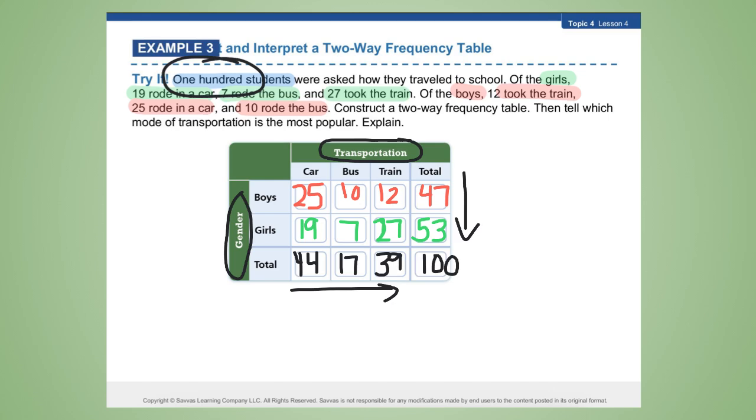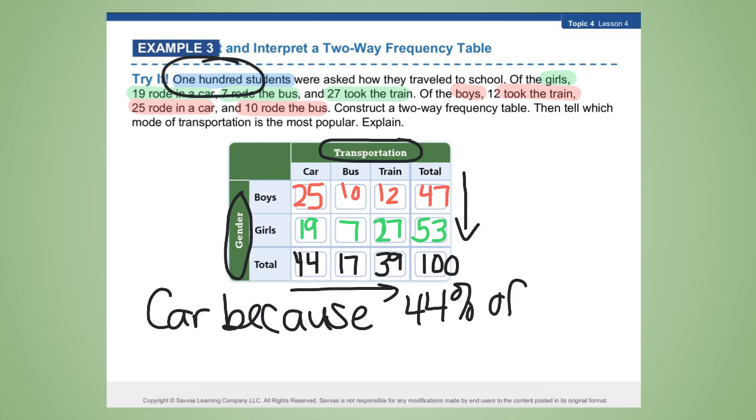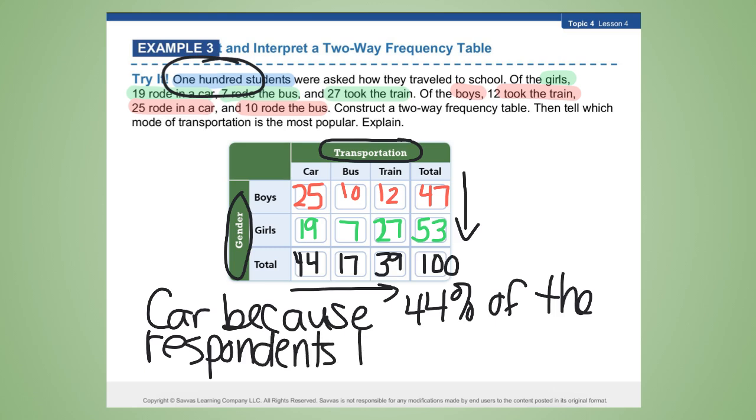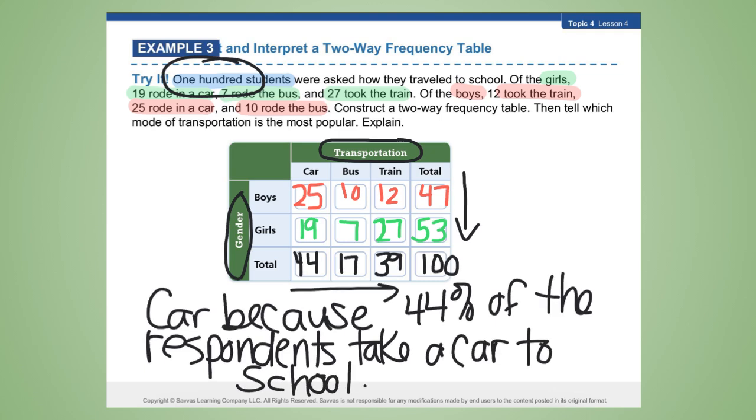All right, so our question was, which mode of transportation was most popular? Was it car, bus, or train? And it is the car because, now if I want to get super technical, 44% of the respondents take a car to school. Only 17% go by bus and 39% go by train.